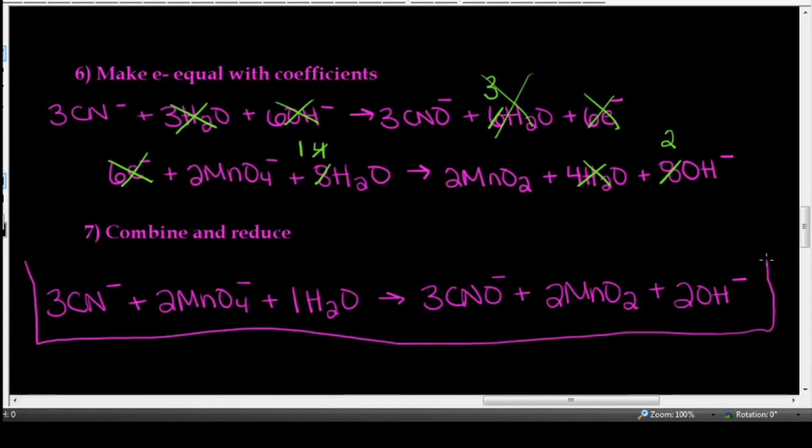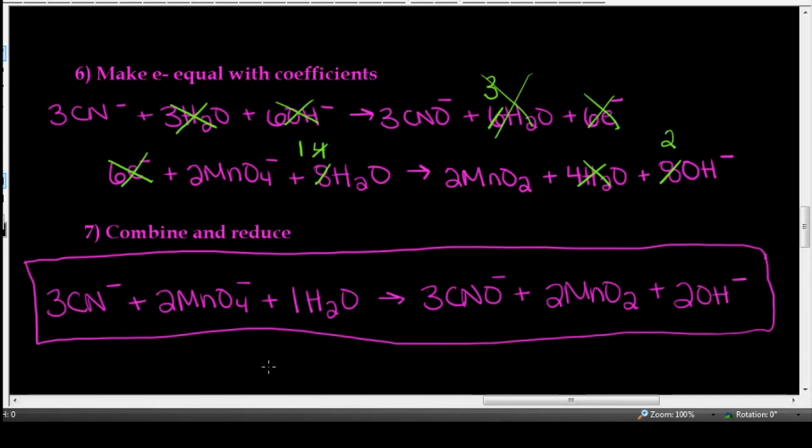You made it through a very long and tedious lesson on redox reactions. What are they? Electrons being transferred, identifying oxidation and reduction, oxidizing and reducing agents, and how to balance reactions in acidic and basic solutions. Good job.